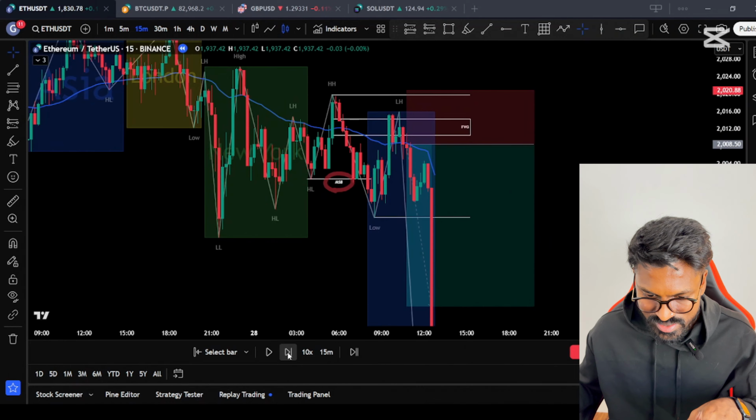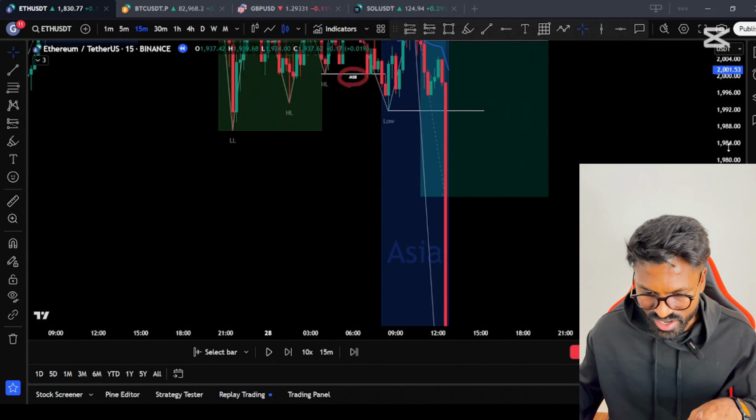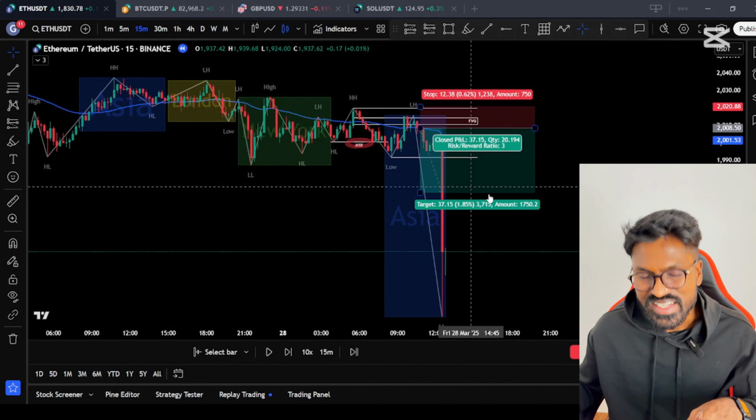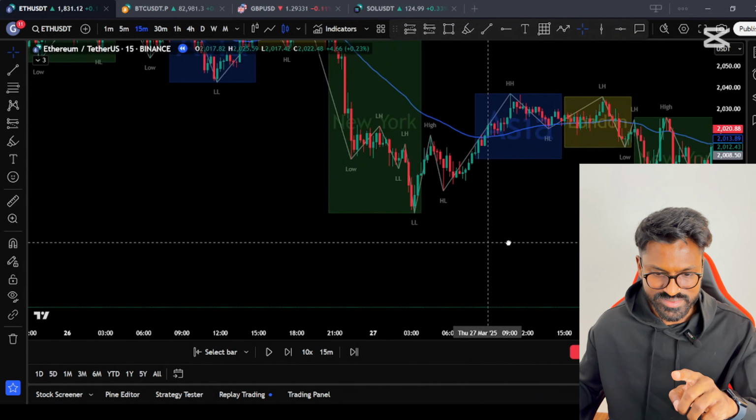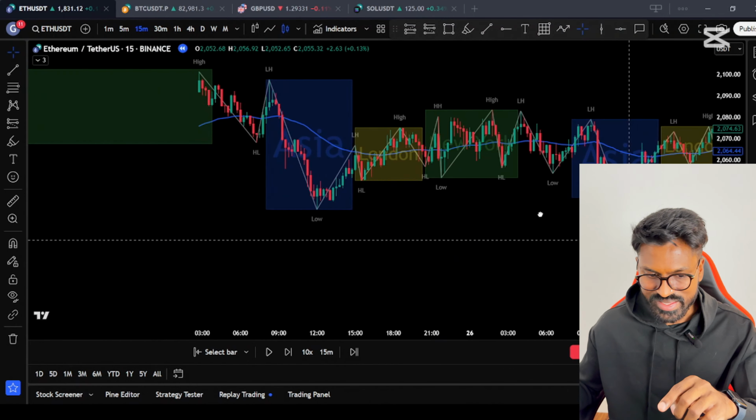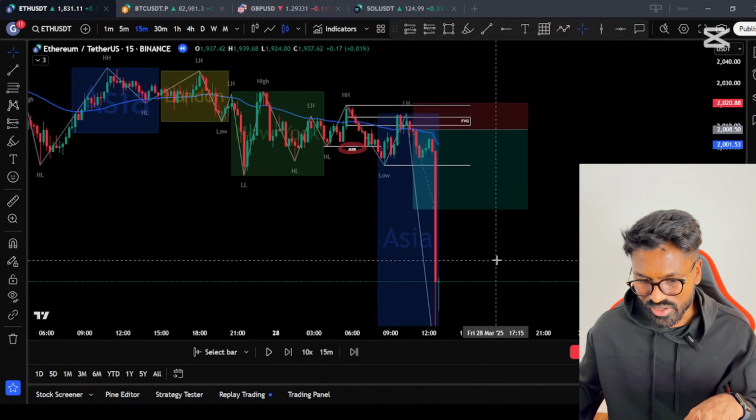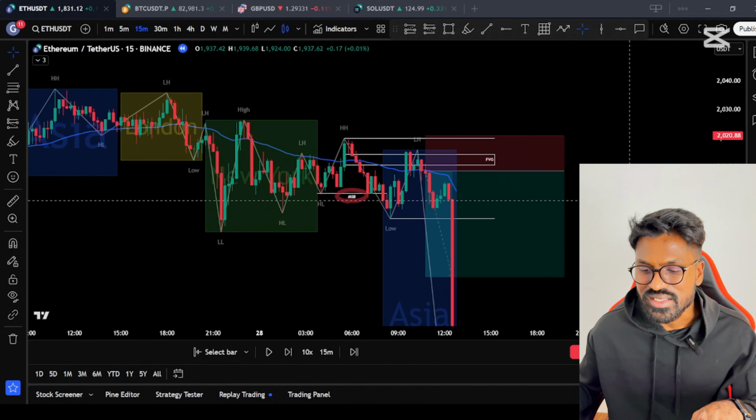Okay, this is good. Oh, wow, look at that. See? This doesn't happen all the time. Bear in mind, we don't usually see moves like this. Maybe there was news that day, but regardless, this was the winning trade.